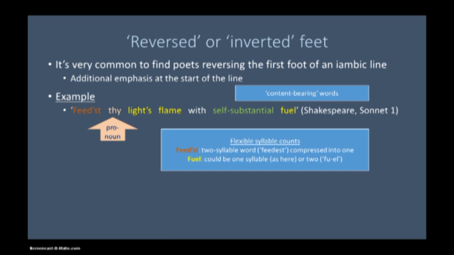Feed, light, flame, fuel are all, in this case, monosyllables. Feed'st has been elided to make it a monosyllable, so here you've got a 2-syllable word that's been compressed into one for metrical purposes. There's also 2 ways of saying fuel in English. It could be 1 syllable, as here, or it could be pronounced as 2. Here, because of the metre, it's going to be 1. And there are a number of words in English that have options like this, and you need to be aware of those flexibilities, and I'll talk about that a little later on.